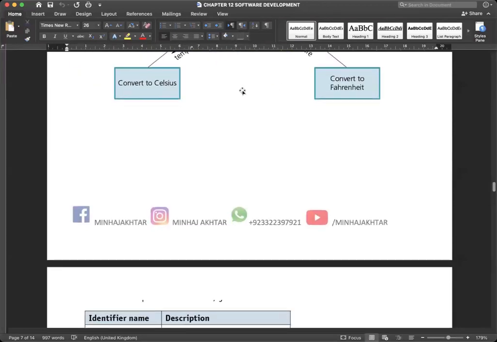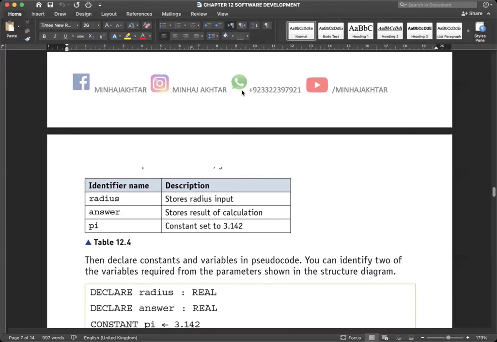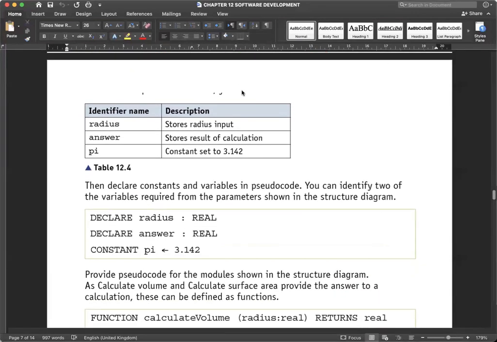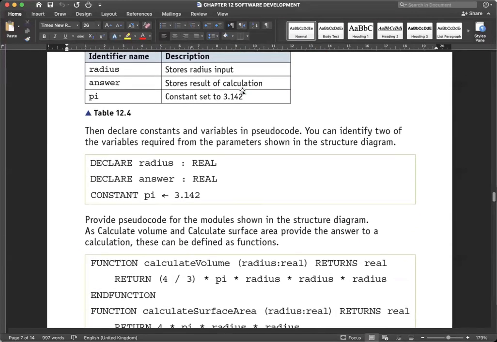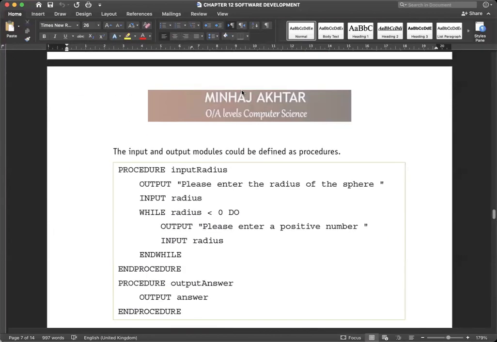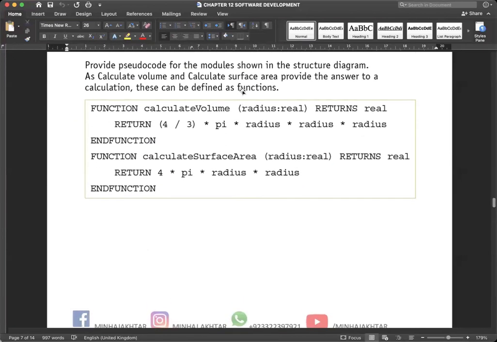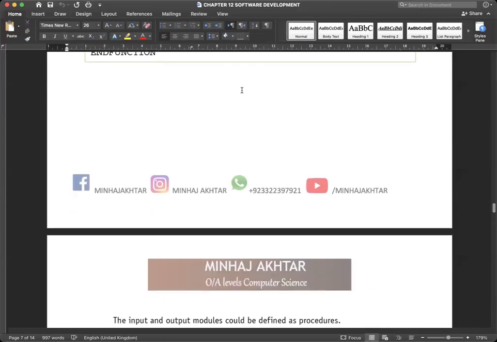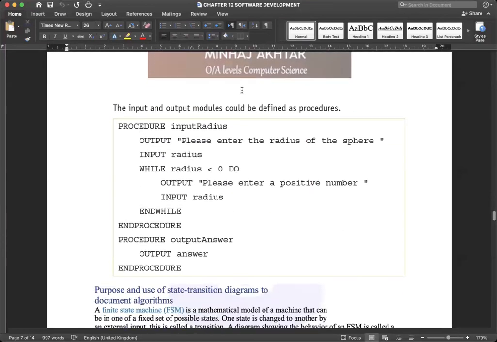In this lesson, we are going to continue the topic of pseudocodes, and we have done this algorithm with the function. Right here, we have a function called calculate volume. Today, we are going to continue with the procedure. What is the difference between function and procedure? In a procedure, you don't get a value in return, and in a function, you get a value in return.